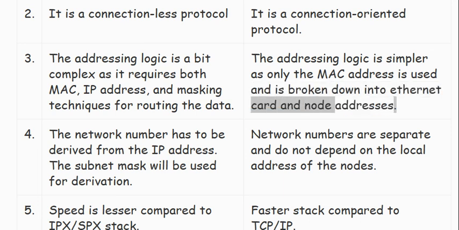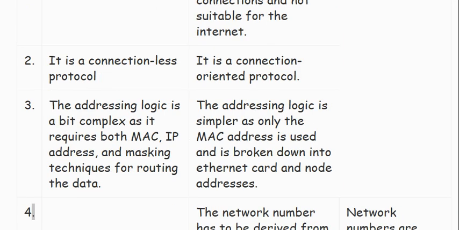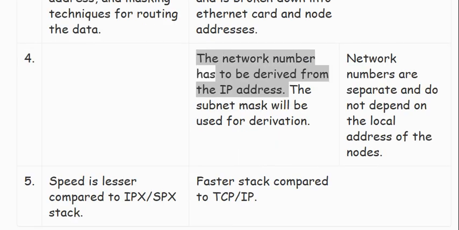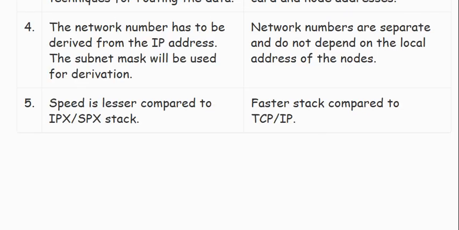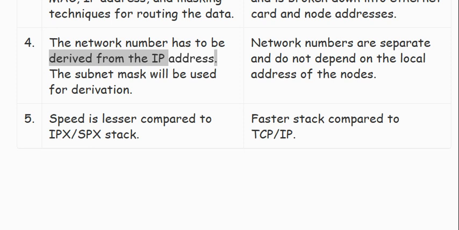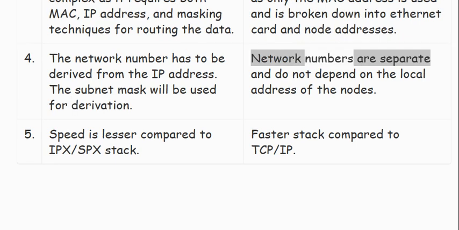derived from the IP address. The subnet mask will be used for derivation. In IPX/SPX, network numbers are separate and do not depend on the local address of the nodes.